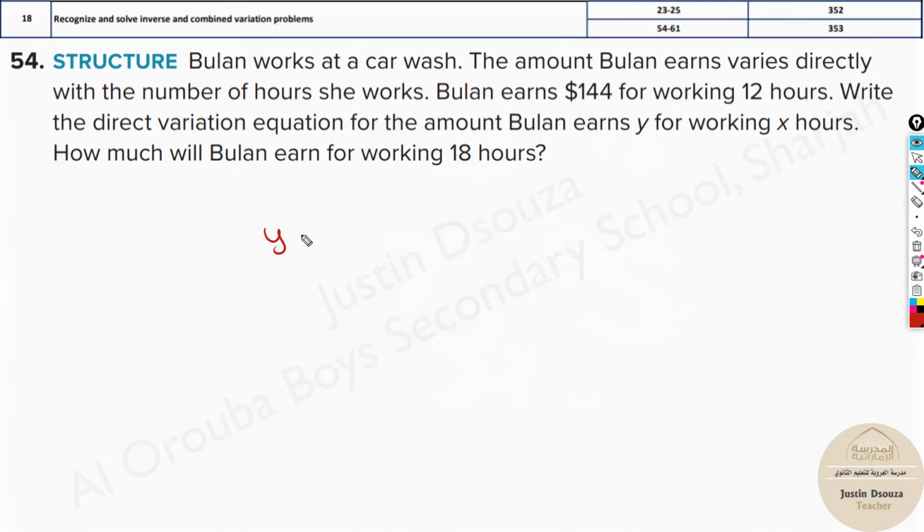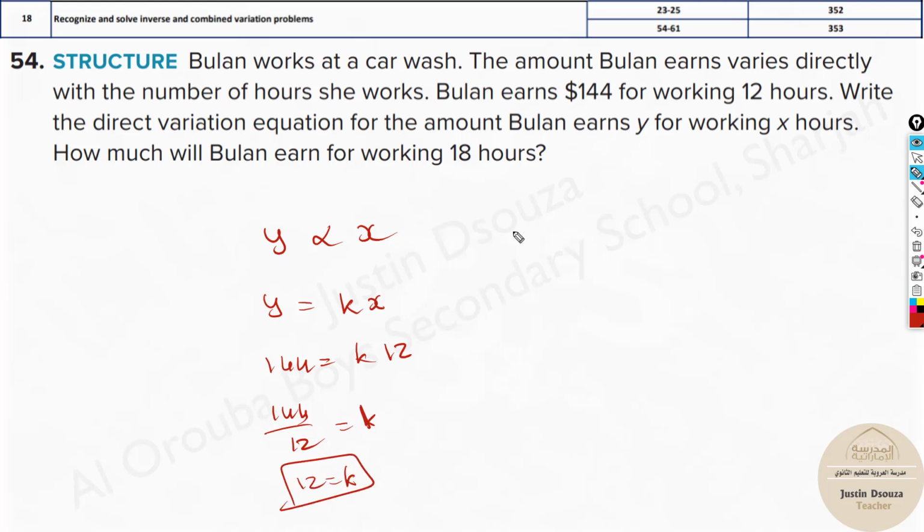So let's write: Y, the earning, is proportional to the number of hours worked. So y is equal to kx, where k is the constant of direct variation. She earns $144 in 12 hours, so k is unknown and will be 144 by 12. For each hour she will earn 12, so k is equal to 12. This is the direct variation.